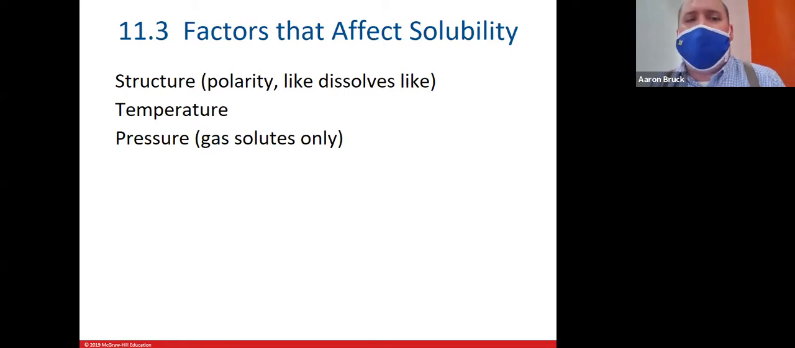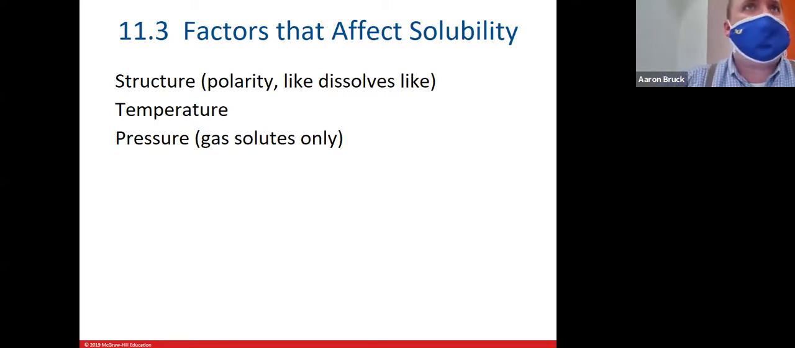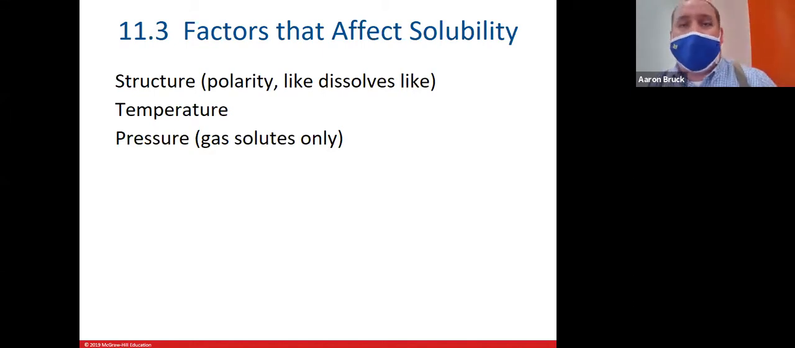Whether a molecule is polar or non-polar says a lot about whether or not it's going to dissolve in water or if it's going to dissolve in an organic kind of material. That's where we apply that like dissolves like principle.